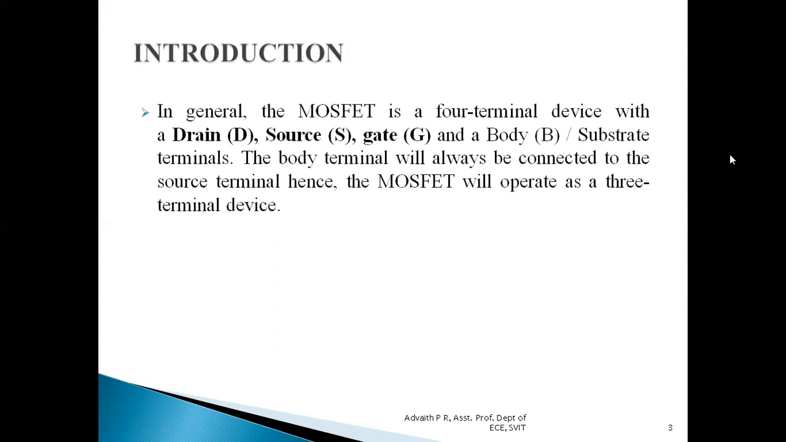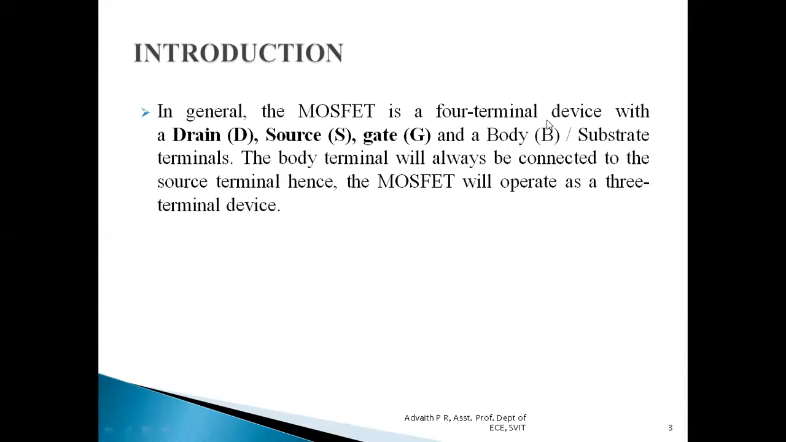In general, the MOSFET is a 4-terminal device with a drain terminal, a source terminal, a gate terminal, and a substrate terminal, which is also called the body terminal. The body terminal normally will always be connected to the source terminal. Hence, for all our theoretical analysis, we consider the MOSFET to have 3 terminals. It operates as a 3-terminal device, namely drain terminal, source terminal, and gate terminal. But in addition to these 3 terminals, there is one more terminal called the substrate terminal or body terminal.